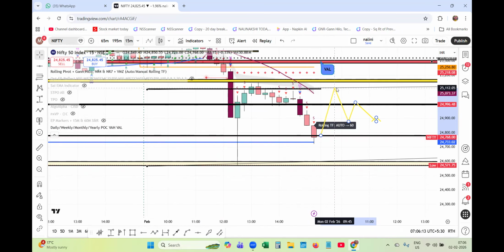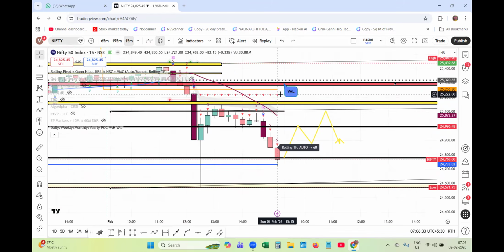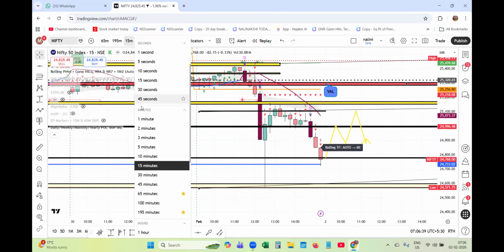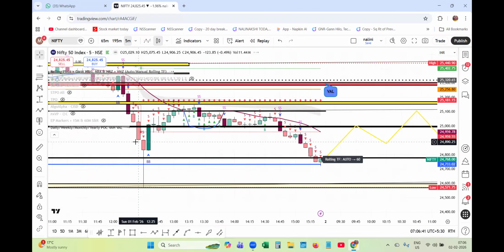This may be the range of trade. It may do like that. First, it may do like that, and it may go up like this, and trade within the range. So on 15 minutes, this is the scenario, and the point of control is around 25,230.